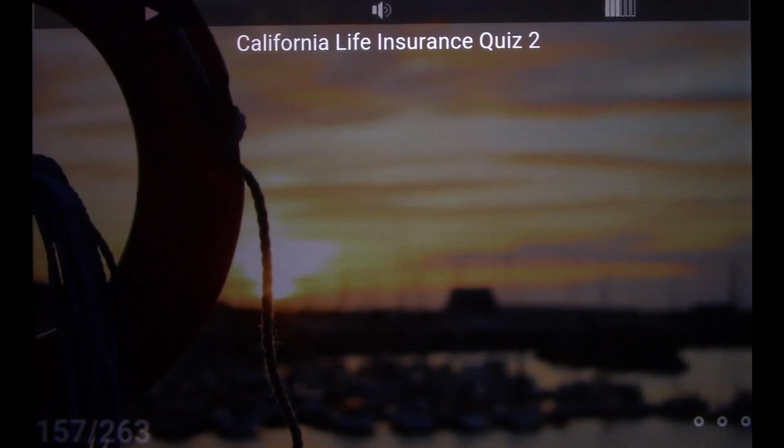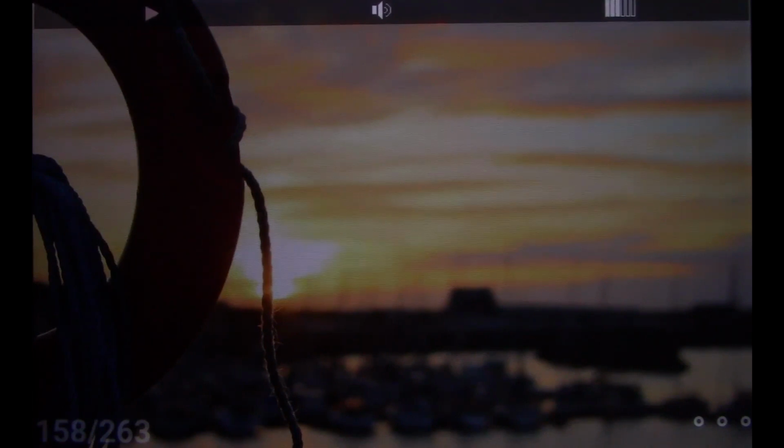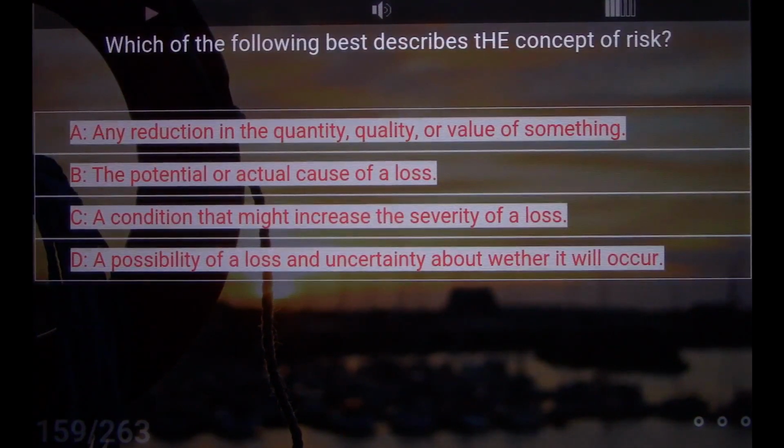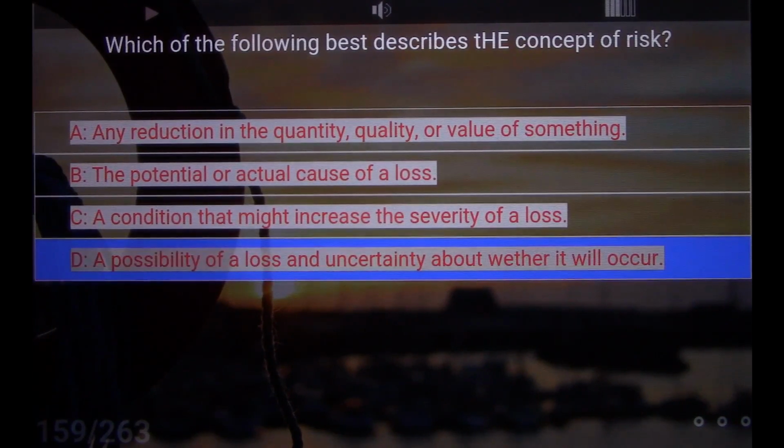California Life Insurance Quiz 2. Which of the following best describes the concept of risk? D. A possibility of a loss and uncertainty about whether it will occur.